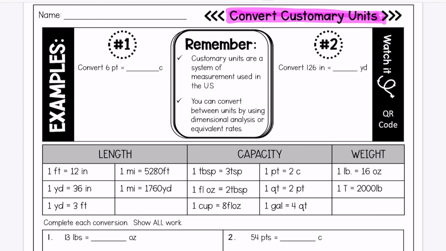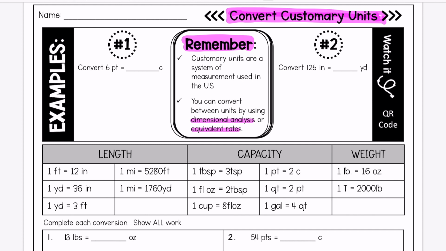Let's start in the box in the center on things to remember. Customary units are a unit of measurement that is used primarily in the United States. There are a few other countries, but it is primarily used in the United States. And you can convert between units using various different techniques, but we're going to convert using dimensional analysis. You could also use equivalent rates.